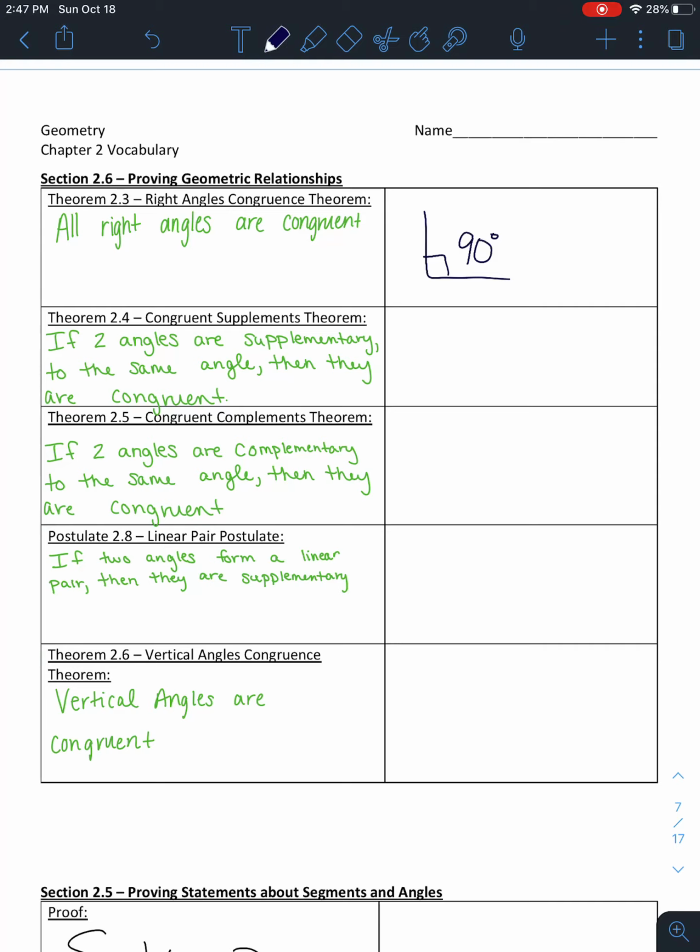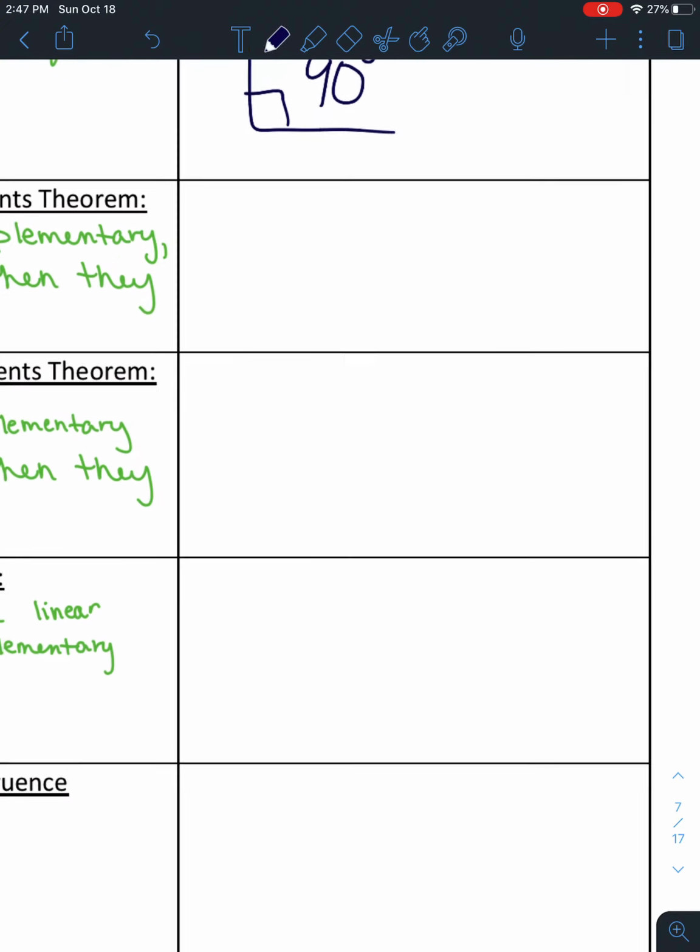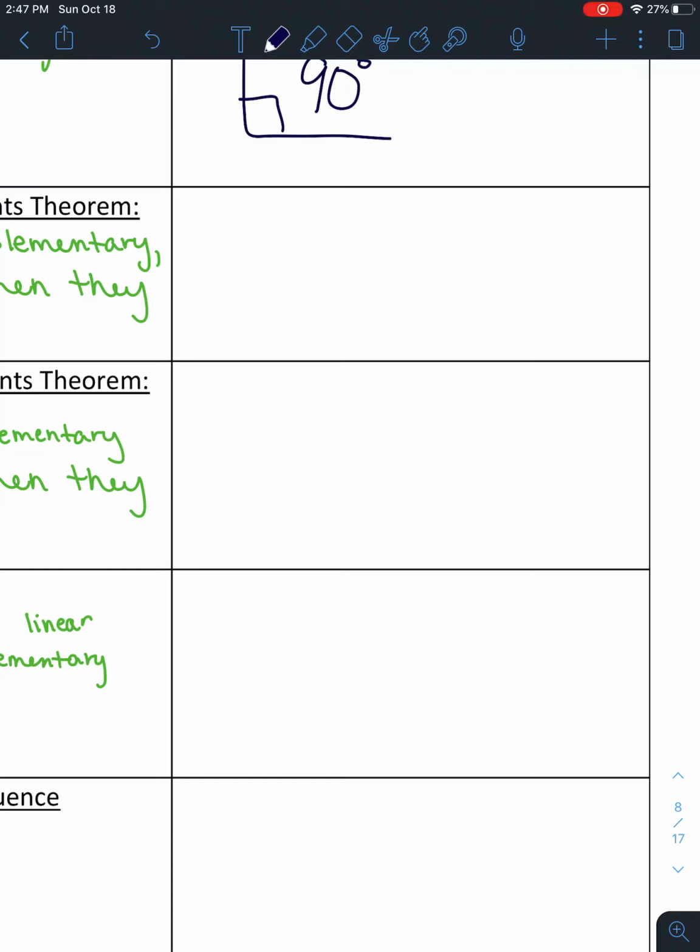2.4, congruent supplements theorem. If two angles are supplementary to the same angle, then they are congruent. So let's talk about what this really means. Okay, so I'm going to label two angles here. So I've got angle 1, and I've got angle 2. Angle 1 and angle 2 are supplementary, right?